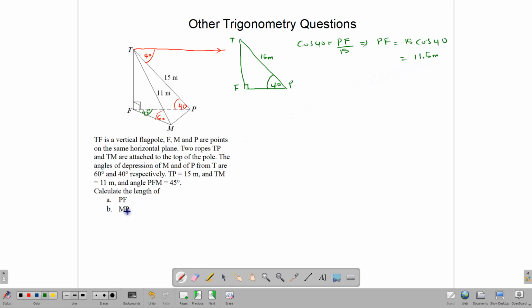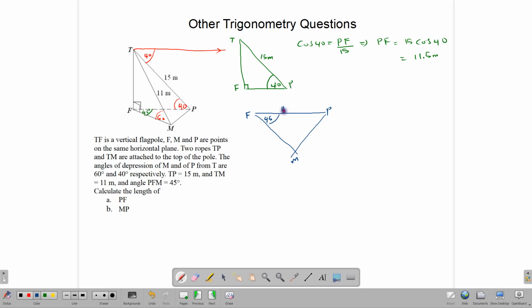The next side to find is MP. MP is in the triangle on the horizontal plane. So let's separate that triangle by drawing the triangle. There it is. This is M, this is P, and this is F. The information we have for this triangle is that this angle here is 45, and we just calculated PF.